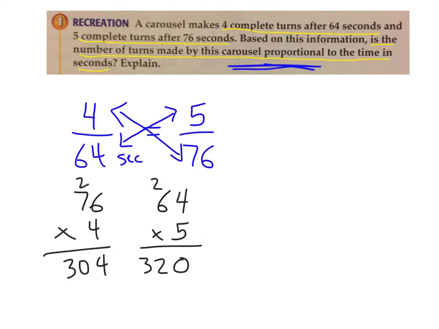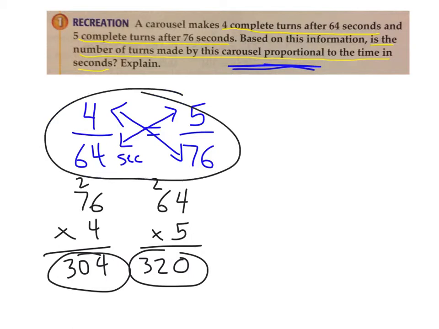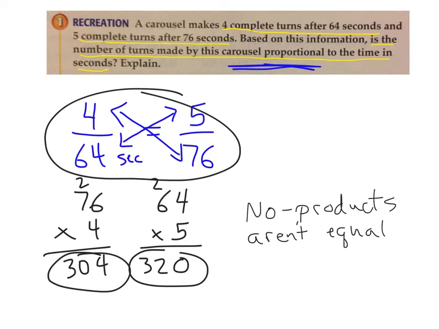So down here you can see I did the two problems. I did 4 times 76 right here, that equals 304, and I did 64 times 5, and that equals 320. Now, since these two numbers are not equal, that means that these right here are not proportional. So for your answer you might write something like this: no, because you're saying are they proportional? No. And then explain, the products aren't equal.